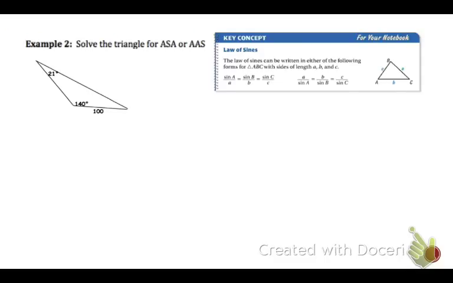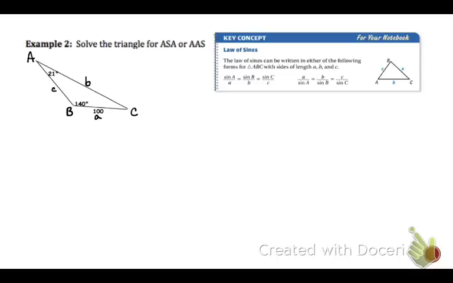Alright, this next problem looks a little weird because I don't see A, B, or C labeled in my triangle. I can label them wherever I want. It really doesn't matter. So I'm going to say that, let's go with 140 as B. So little b is across from big B. Let's go with C over here and little c over here. And angle A is 21 and side A is 100.